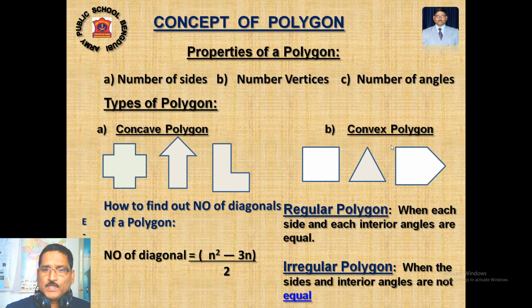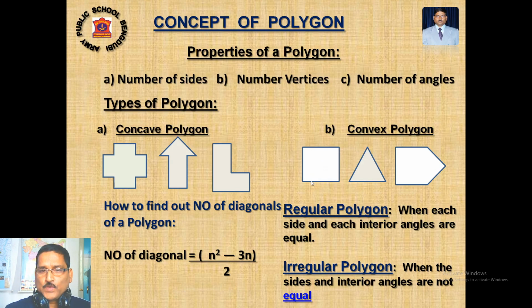Now the convex polygon, again we have divided into two categories. One is the regular convex polygon, and another is the irregular convex polygon. Okay, how will we say it is regular? When a convex polygon has sides and interior angles equal in measure. That means each side will be equal, each interior angle will also be equal. So then it will be a regular polygon.